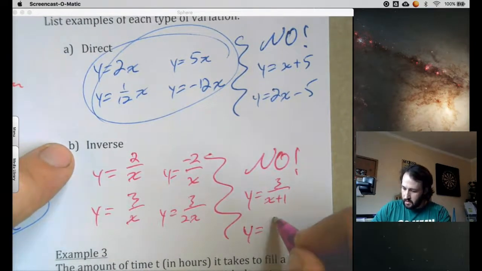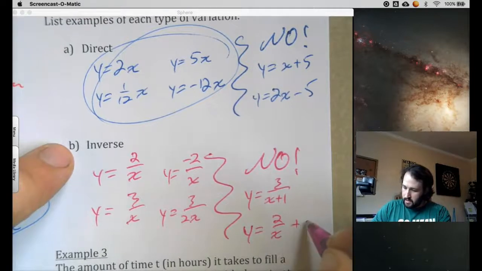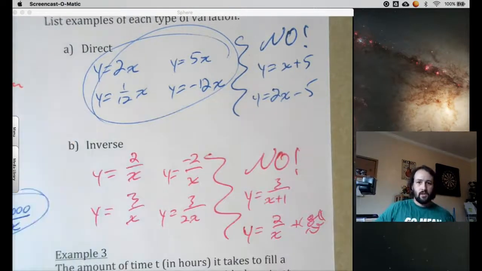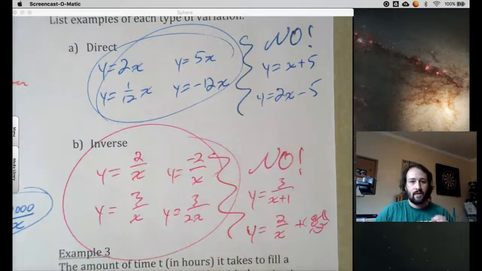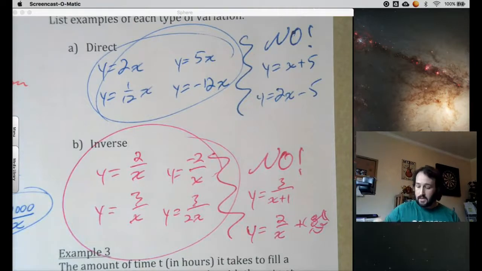Cannot be 2 over x plus something on the outside. How about plus a monkey? Yeah, that makes sense. That's a real equation, don't question it. It has to be of this form, where we have a k divided by an x or some other variable. The constant of variation is on the top.